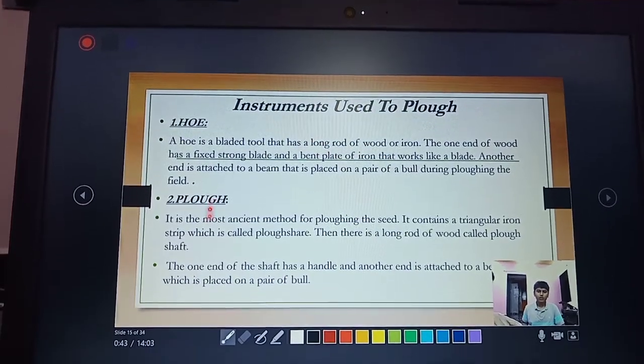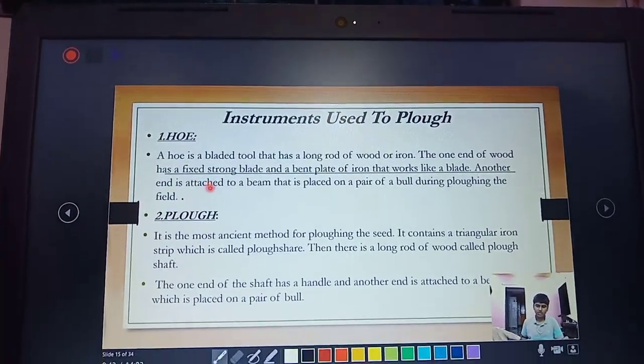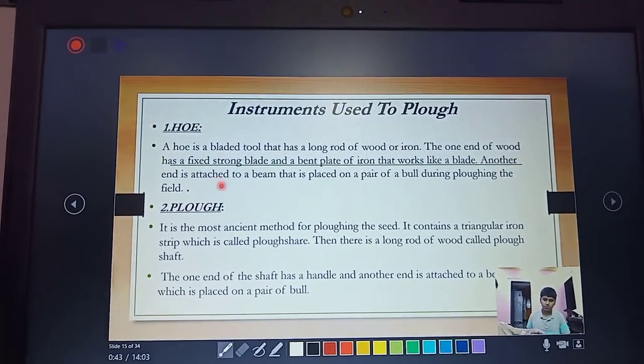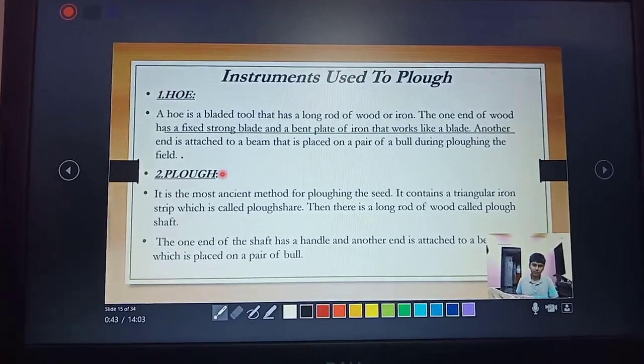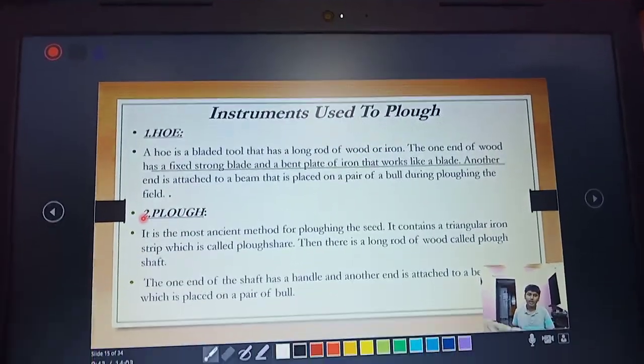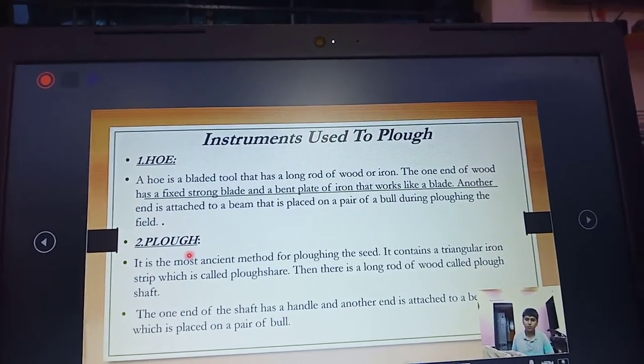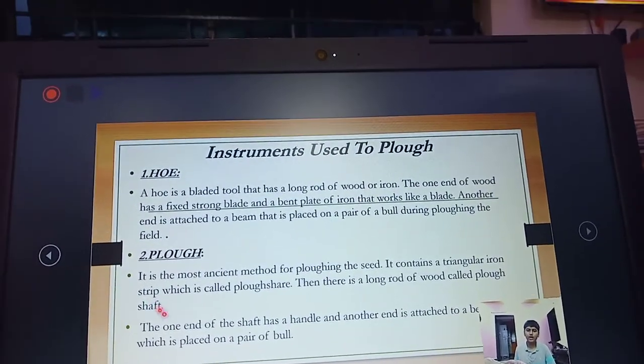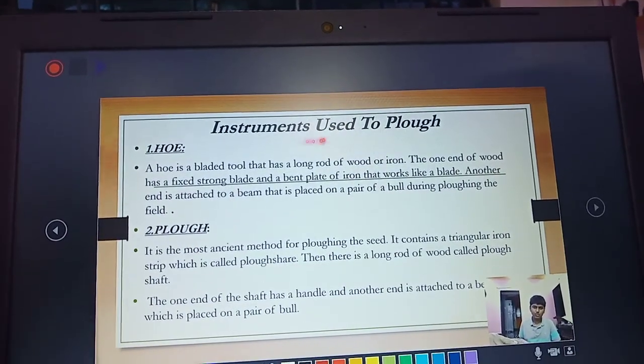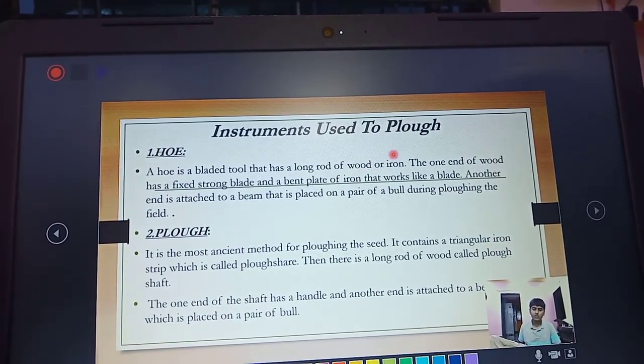So now I was telling you class 8 biology chapter 1, that is crop production and management. We had started it and had stopped at what is hoe. And now let's see plow. Now it's also an instrument used for plowing. It is a traditional method, the most ancient method for plowing the seeds.